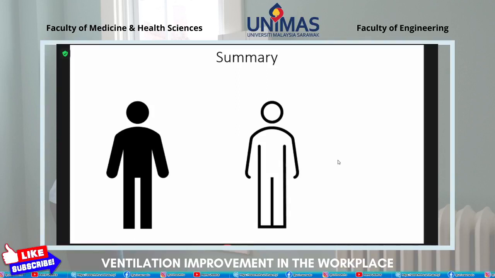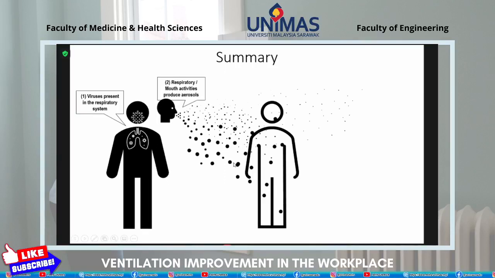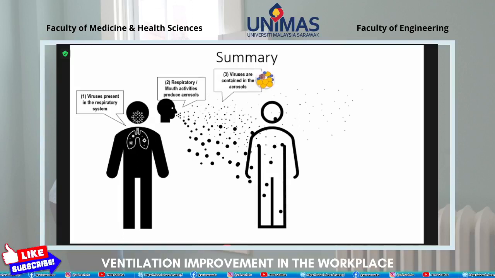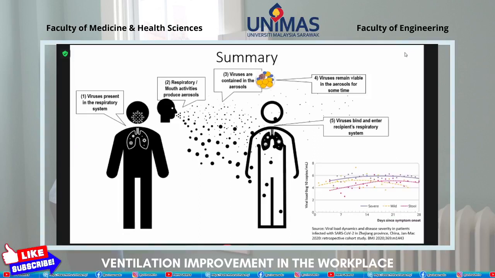So in summary, I want to recap here. In order for a disease airborne transmission to occur, first the virus must be present in the respiratory system. Number two, the respiratory activity should produce the aerosol, the viruses should be contained in the aerosol, and these viruses should remain viable in the aerosol for some time. And finally, the viruses can bind and enter the recipient's respiratory system. Okay, and also studies have shown that the higher the load of the viruses, the more severe the disease is. And this is proven by a lot of cohort studies and experimental studies as well.